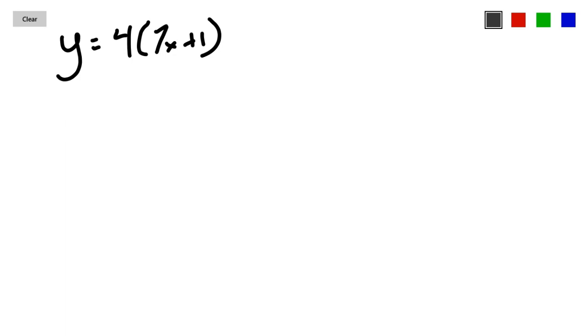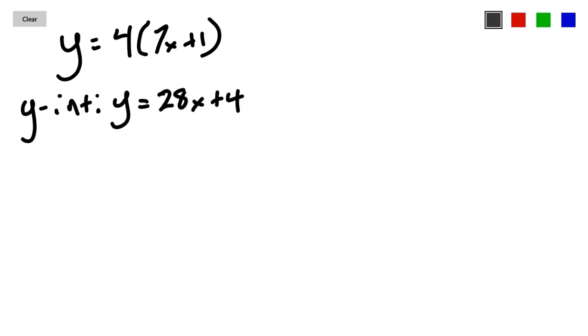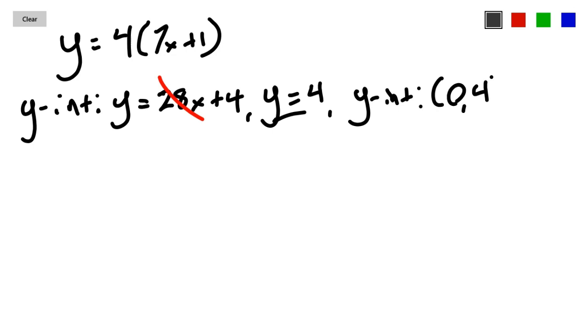Okay, so if I wanted to find the y-intercept, meaning x is equal to 0, all I'd have to do is distribute this out. So I have y is equal to 28x plus 4. And if x is equal to 0, then this goes away, and I'm just left with y is equal to 4. So I know that my y-intercept is equal to (0, 4).